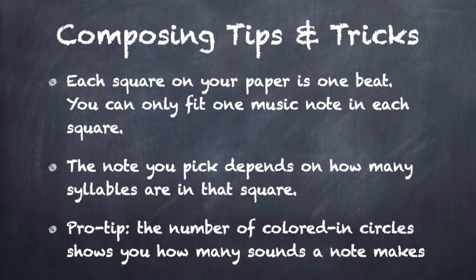Remember that each square on your paper represents 1 musical beat. That means that you can only fit 1 music note into each square. The note that you choose to put inside the square depends on the word that you wrote and how many syllables are in that word. If you're having a hard time remembering the number of sounds a note makes, you can always count the number of colored in circles because that shows you how many sounds that note makes. When you finished filling in your notes, come on back to the video and I'll show you what my finished composition looks and sounds like.